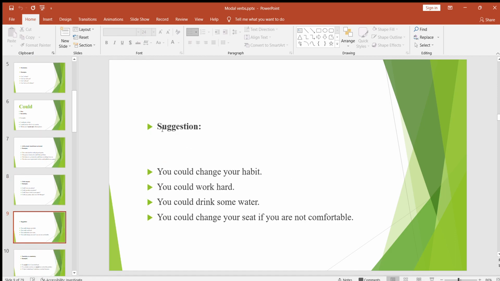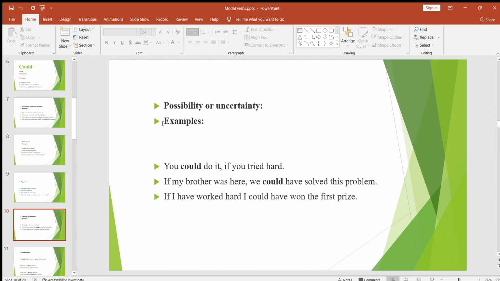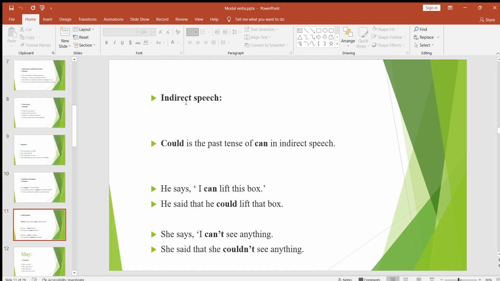Next, again, could, just like can, we learned that we can use could for suggestion also. Then possibility or uncertainty, something that is possible or something that you're not sure about. Next, for indirect speech, we used could.